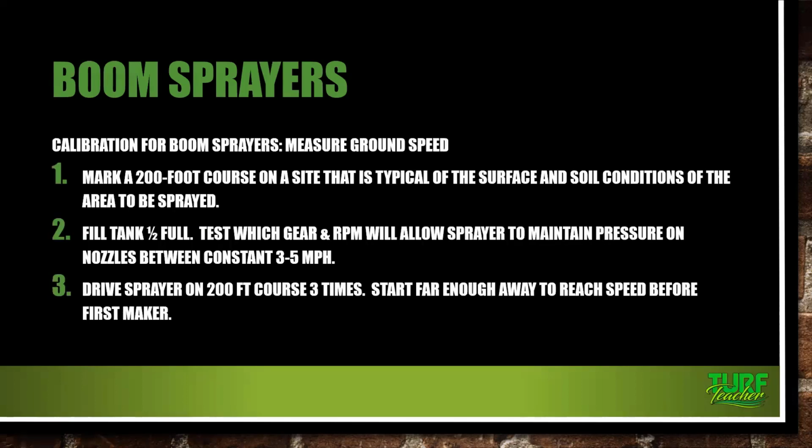So we're going to mark that 200-foot course on a site that is typical of the surface and the soil conditions of the area to be sprayed. Fill the tank half full. Test which gear and RPM will allow the sprayer to maintain pressure on the nozzles at a constant 3 to 5 miles per hour. Drive the sprayer on the 200-foot course 3 times. Start far enough away to reach the speed before the first marker. We want to make sure that we're getting that line wet as we cross over it.